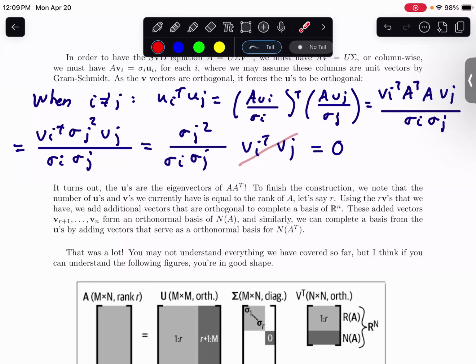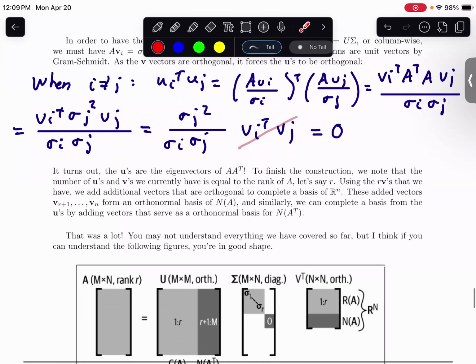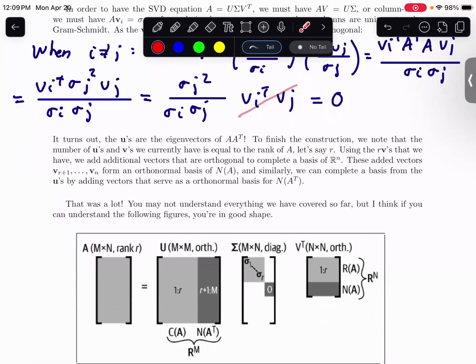And so to finish the construction, we're going to make use of an observation we made before. There's a couple of observations here. We note that the number of U's and the number of V's that we currently have is equal to the rank of A. They are determined by the number of orthogonal eigenvectors you had, so it forms a sort of basis. So they currently are equal to the rank of A, which we're going to say is equal to R.